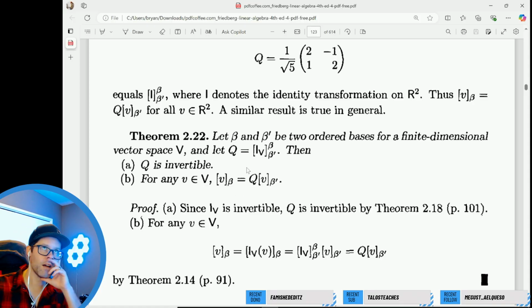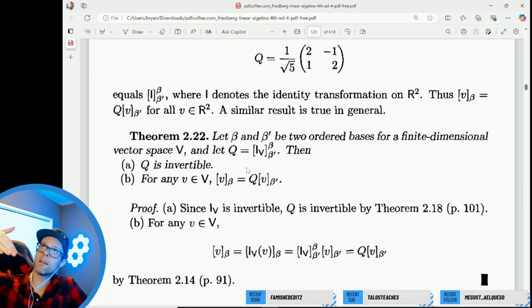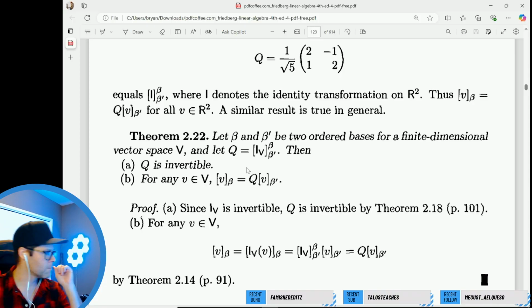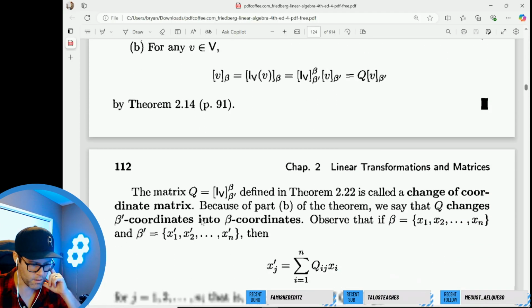Okay, so how do I remember this? I remember that the basis that we start with is in the bottom, and the basis that we're trying to get to is up top. So that's the notation that they're using here. Yeah, from B prime to B, exactly. So that is exactly how I think that they're thinking about this.